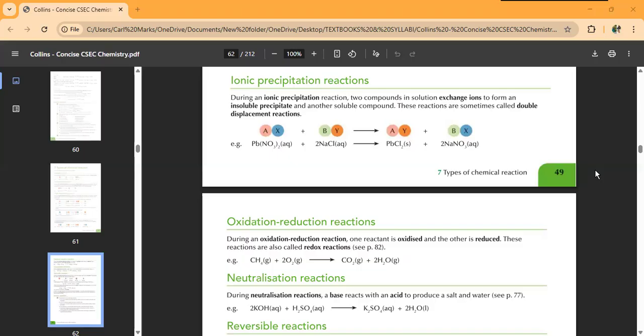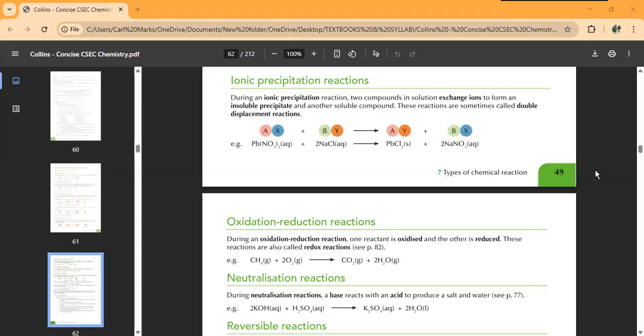And you can see them easily. Right? I normally do a lab on this at school. When my students come to it, we'll get it soon enough. Yes, to form precipitates from two solutions. So during a reaction, you have two compounds in solution. They exchange ions to form an insoluble precipitate and another soluble compound.